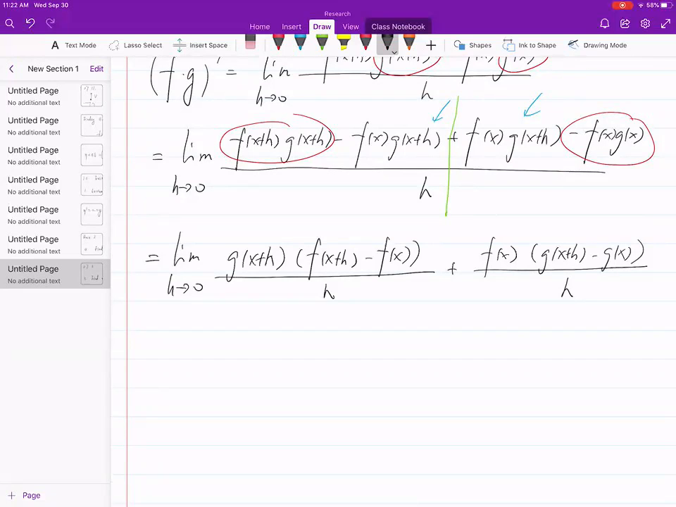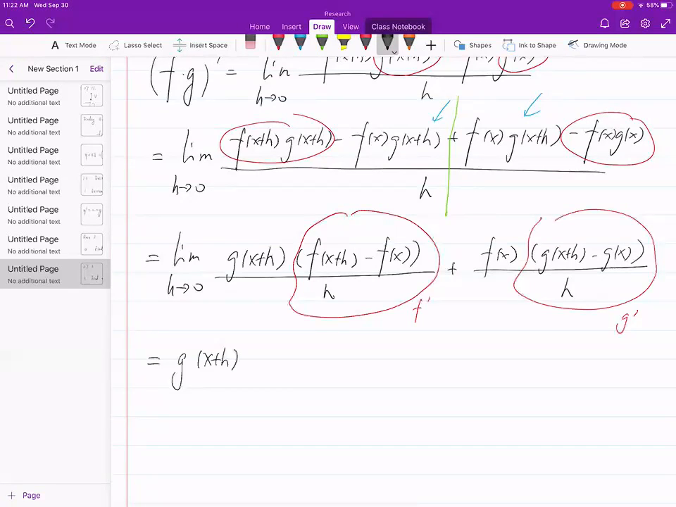Good so far? Now take a look at what happened. Well, this part alone, when you let h go to 0, this is f prime. This is g prime. Right? Then what is the whole thing? That is just g(x+h), but h goes to 0, therefore it's just g(x) times f prime plus f(x) times g prime.